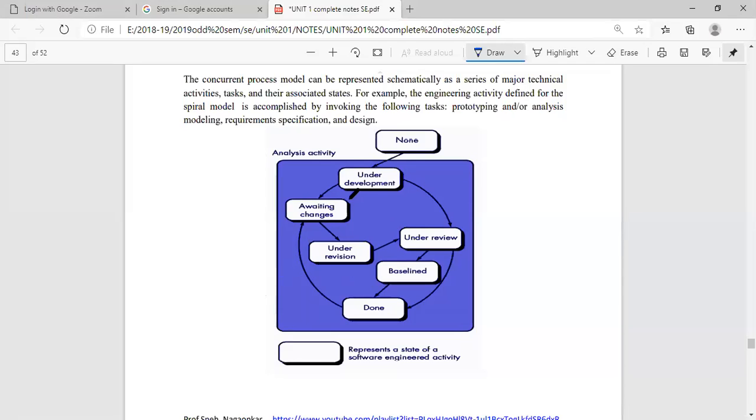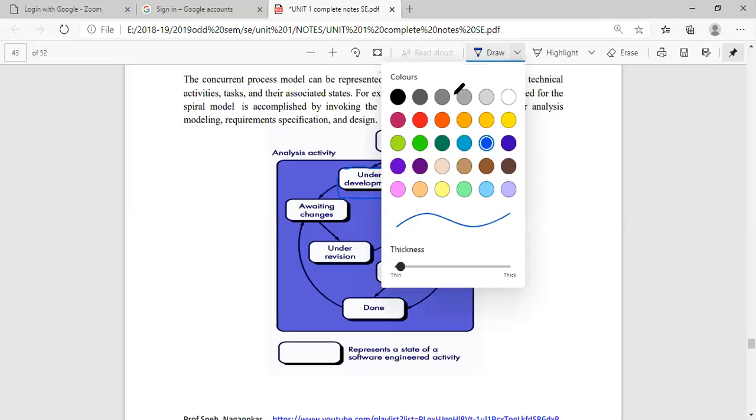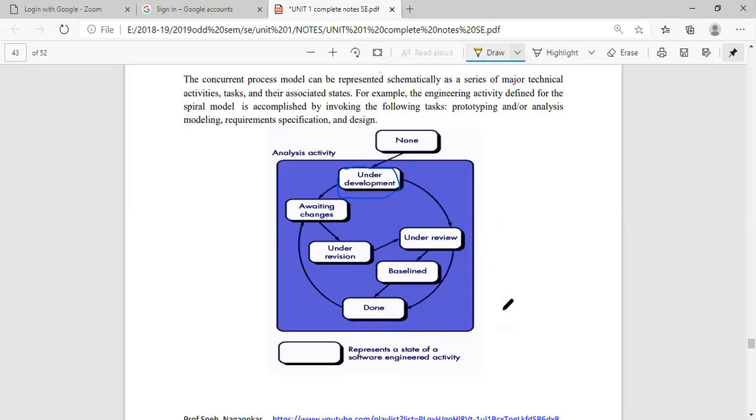For example, suppose we have ATM software and we have three modules: login, transaction, and change pin. Suppose I have taken only three modules for this project. Now suppose the first module, login. Let us consider it as under development. I will consider that it is under development.